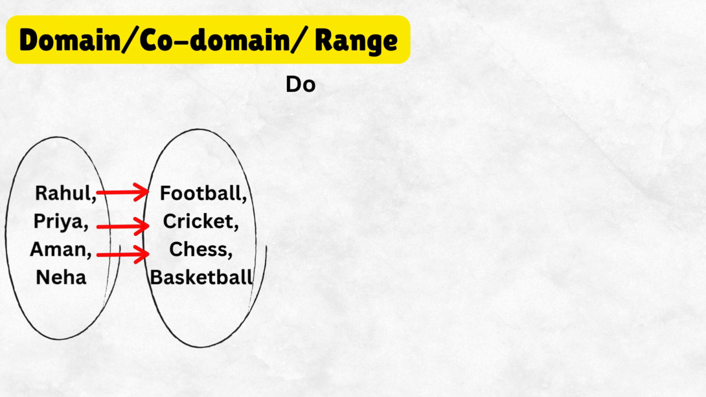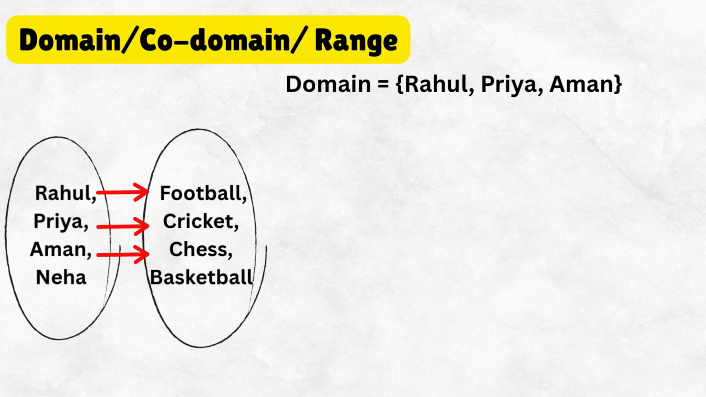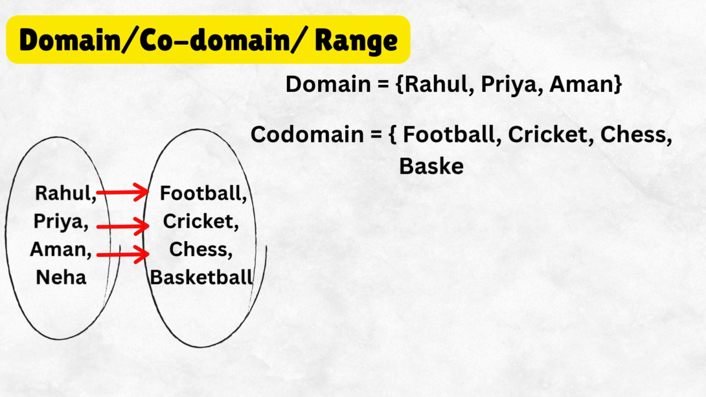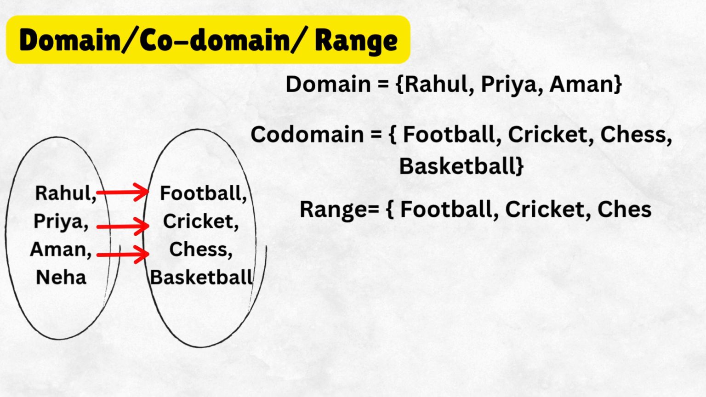In this situation, the domain consists of Rahul, Priya, and Aman, because these are the students who actually have a connection. Notice that Neha belongs to the original set, but is not part of the domain because she is not connected to any sport. The codomain is the complete list of available sports: football, cricket, chess, and basketball. Finally, the range contains only those sports that were actually chosen: football, cricket, and chess. Notice that basketball belongs to the codomain, but it is not part of the range because nobody selected it.